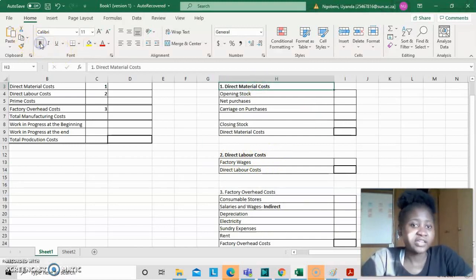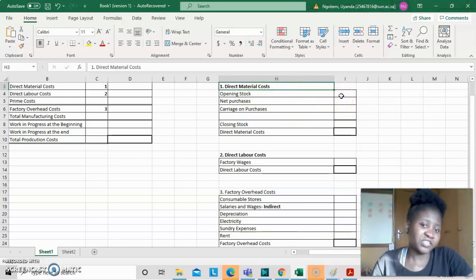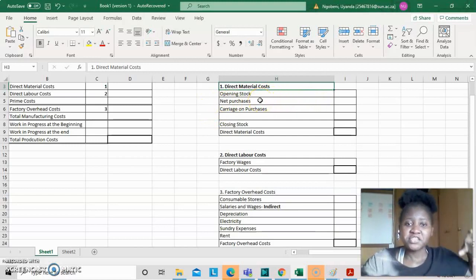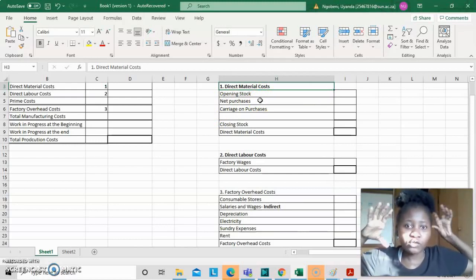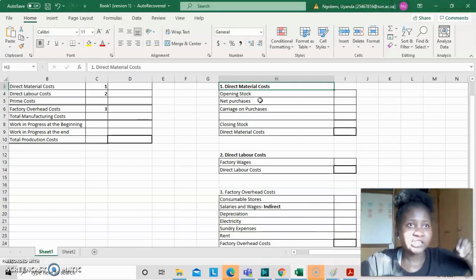And then we have the direct material cost. So direct material cost is also pretty straightforward. The things that are included in the direct material cost, we talk about the opening stock. What did we have in the previous year? That was left over. Net purchases. The net purchases here can be a few line items, whereby we're talking about how much stock was bought during this year.